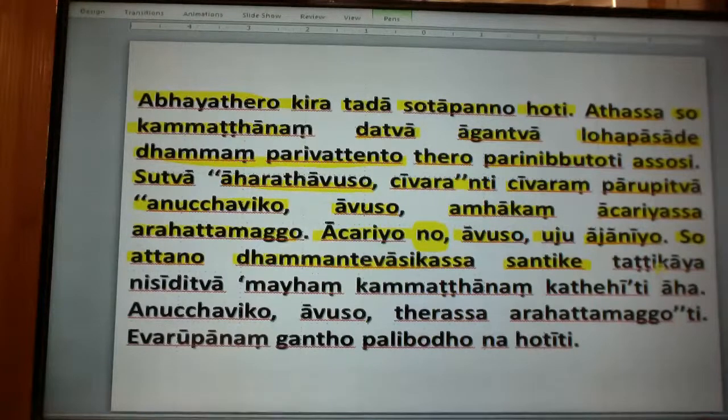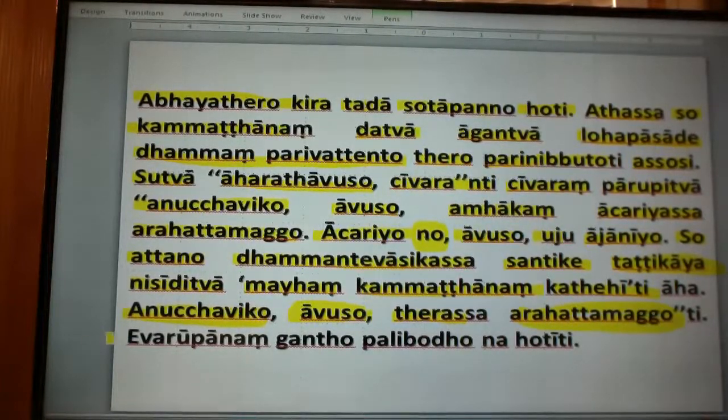So Tatikaya is a mat. Nisiddhatva, sitting on the mat, and then from his people, Meshan Kamathana Katehi, from me, he asked to teach the meditation, how to practice. So Anuchariko also, it's very suitable. Suitable means suitable to become the Arahant. So Tirasa Arhata Makodi, he mentioned like this.